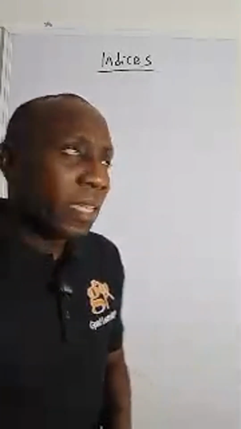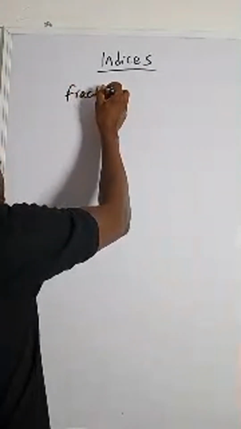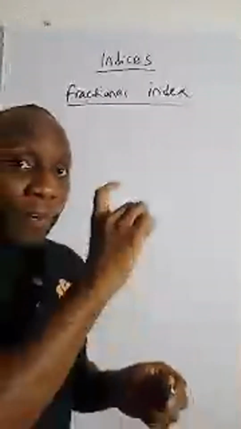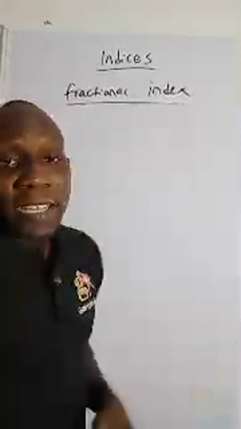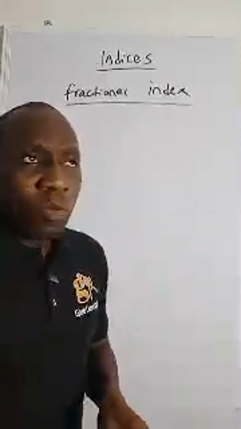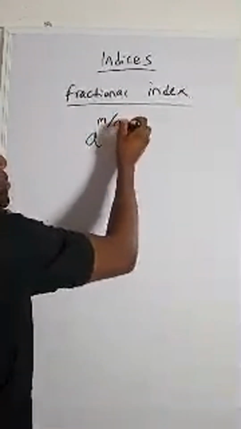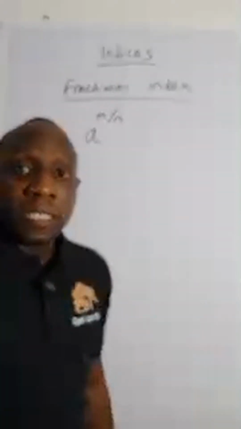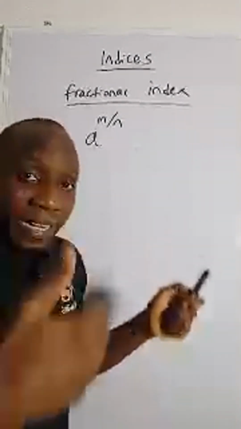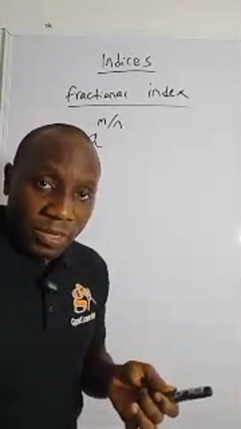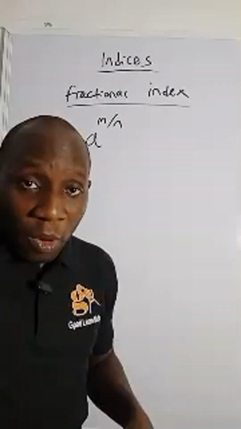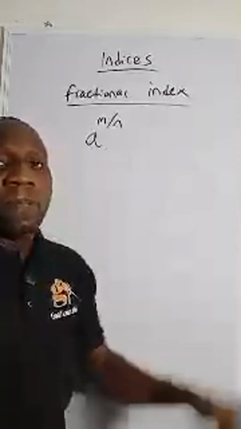So let me talk about the fractional index law. Two words here: fractional, from the word fraction, and index, that's exponent. Let's say you have a raised to the power m over n. m over n is a fraction, so we can say this is a fractional index. m is the power, and n is the root. How would you know that? The numerator is the power, the denominator of the exponent is the root.